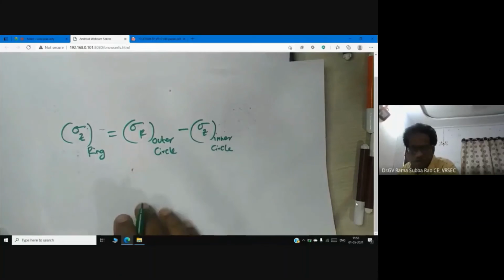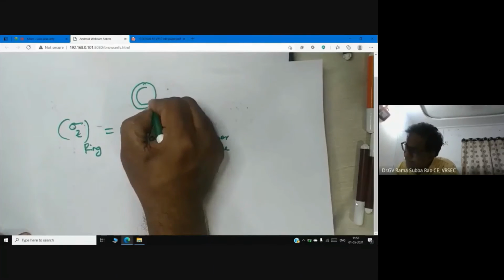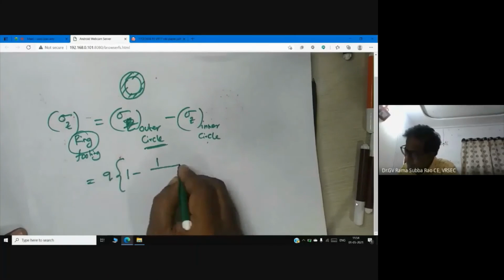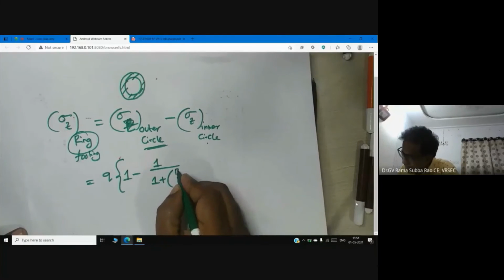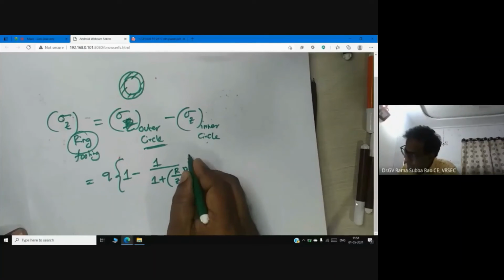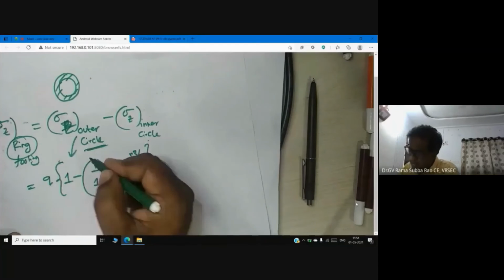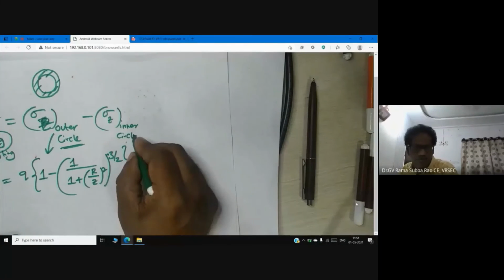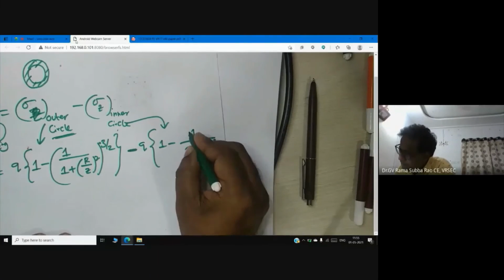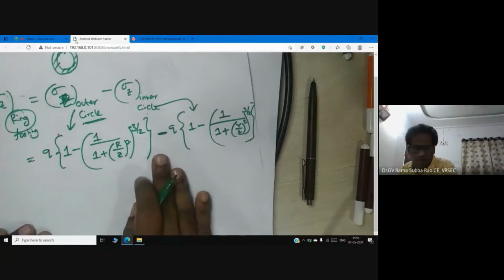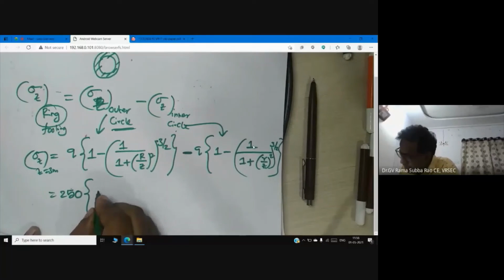So get ready. We are using Boussinesq's theory to calculate vertical stress due to the ring: Q into 1 minus 1 by 1 plus, for your convenience, I will write capital R by z whole square, whole power 3 by 2. Now close the bracket. This is for the outer circle. Now coming to the inner circle, minus Q into, square, whole power 3 by 2. Now Q is 250. Now take this curly bracket, 1 minus.